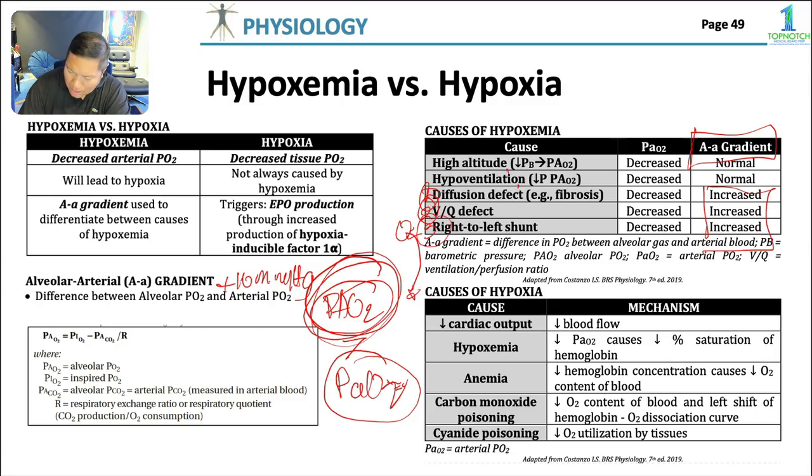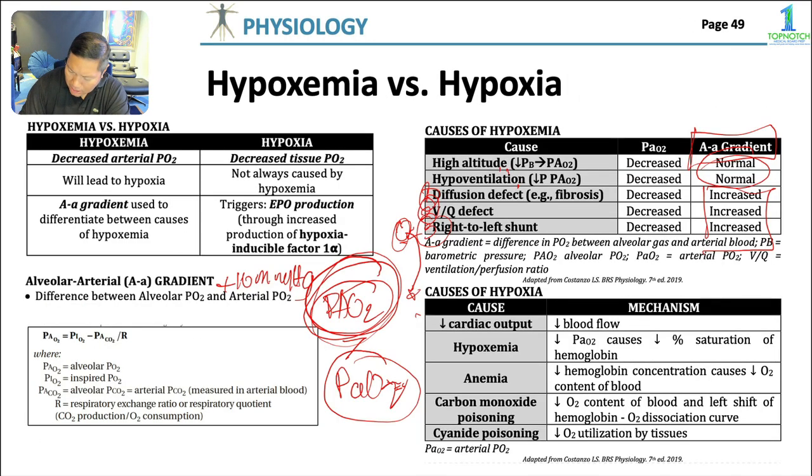High altitude, hypoventilation: walang problema sa pag-transfer ng oxygen from alveoli to the blood. Ang problema dyan is, sa high altitude, manipis lang talaga yung hangin, konti yung oxygen na makukuha mo from the environment. Sa hypoventilation, mabagal yung paghinga mo. Pero yung may problema ba? Is there anything stopping the transfer of oxygen from alveoli to blood? Wala. Kaya normal ang AA gradient nila. Okay, relevant for the med boards.